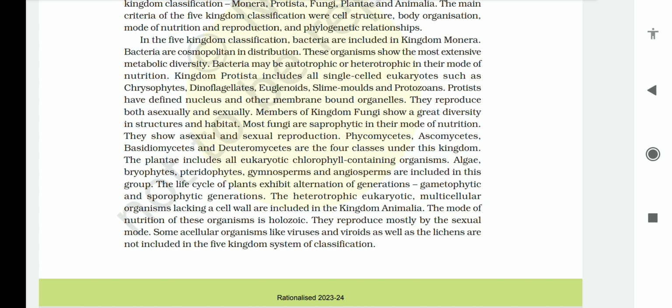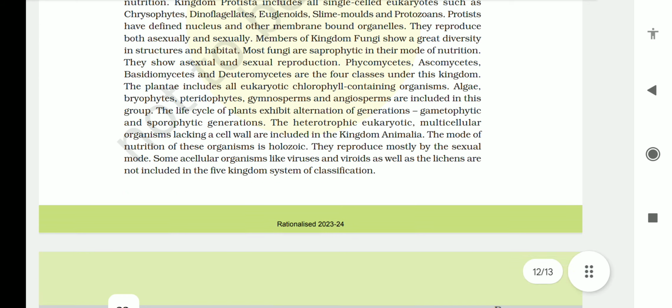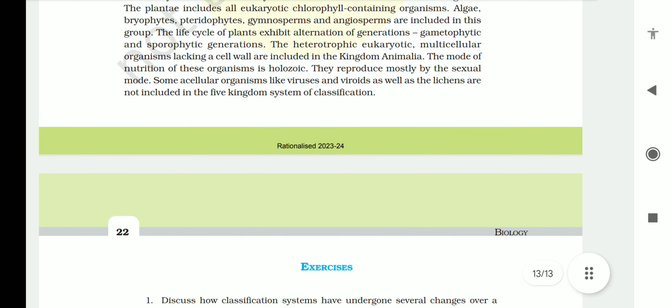The heterotrophic, eukaryotic, multicellular organisms lacking a cell wall are included in the kingdom Animalia. The mode of nutrition of these organisms is holozoic. They reproduce mostly by the sexual mode. Some acellular organisms like viruses and viroids, as well as the lichens, are not included in the five kingdom system of classification.